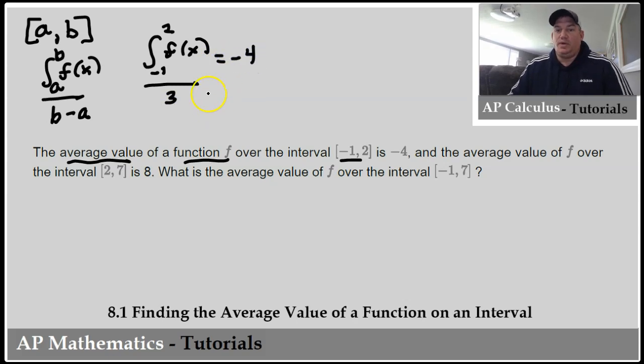Okay. What that clearly shows, by multiplying both sides of this equation by 3, is that the value of the integral from -1 to 2 of our function f of x is equal to -12.